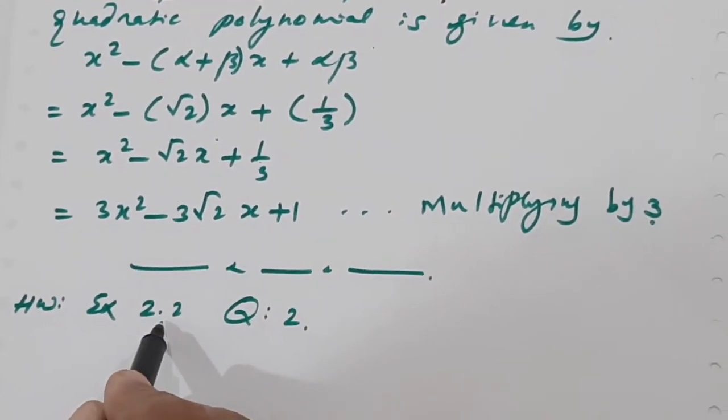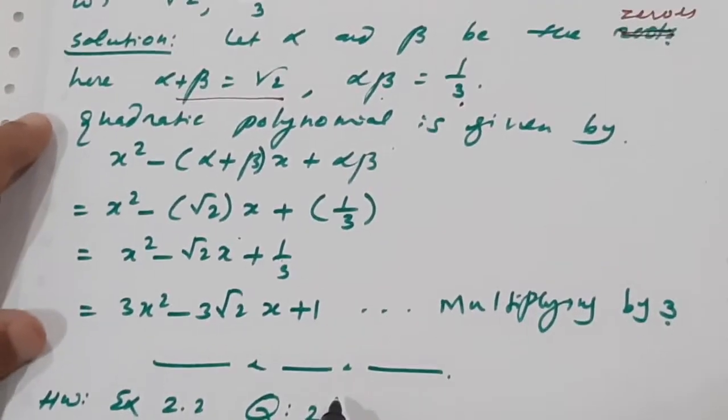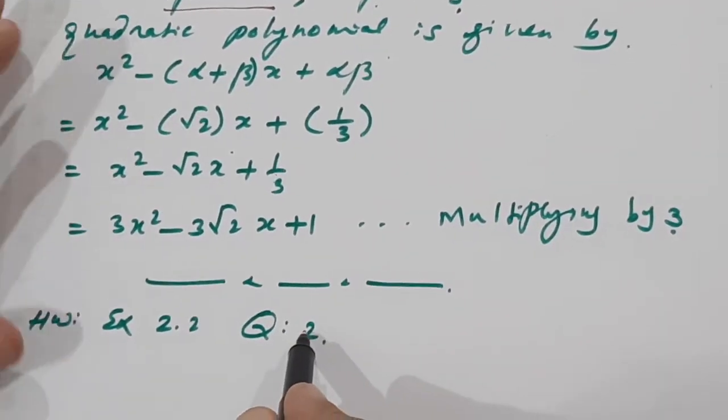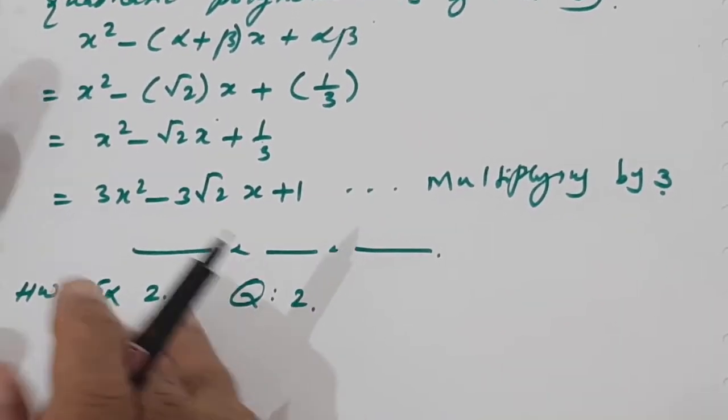Now exercise 2.2 and question number 2. These types of examples are given in question number 2. You practice nicely and check your answers from the textbook.